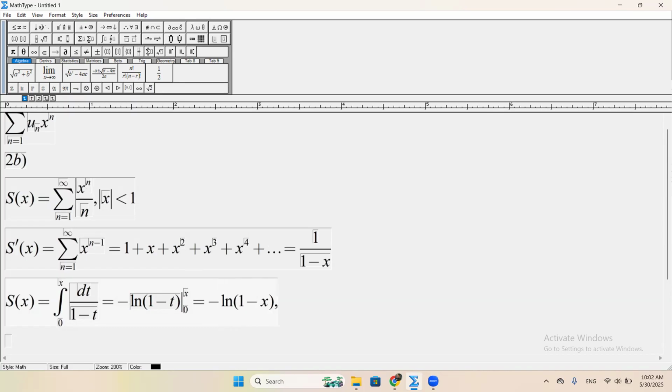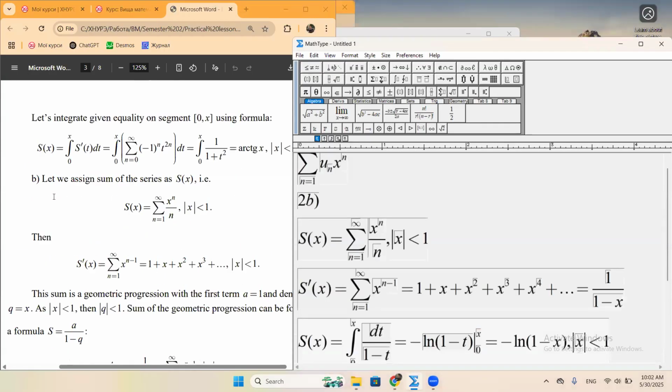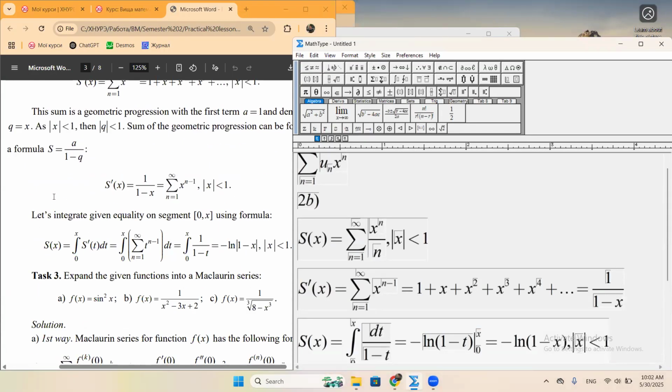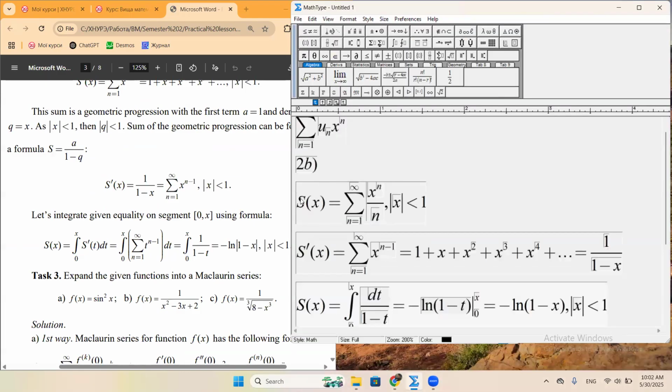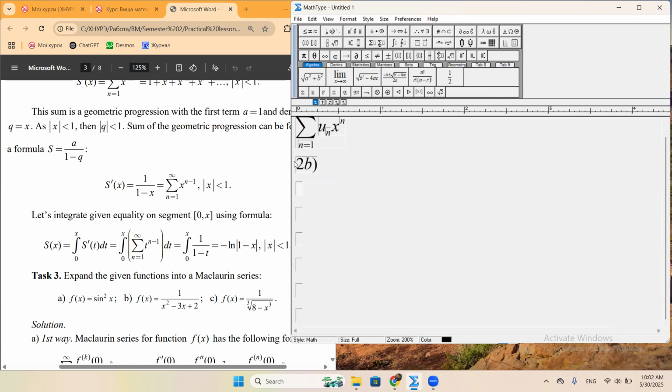Any questions about this exercise? Yeah, and always don't lose this condition. So any questions? No questions. Okay. And now we will solve the inverse task. So we will expand the given functions into Maclaurin series.